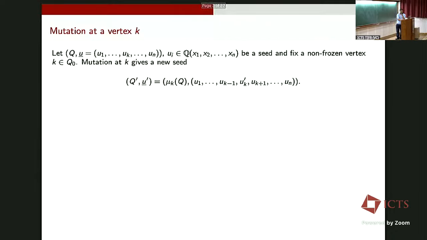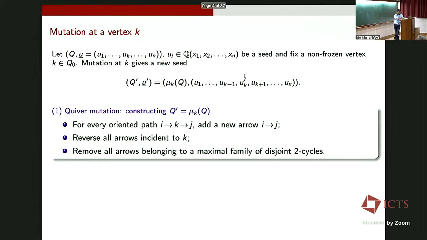In the morning, Evgeny introduced Grassmannians, and then Lara introduced mutations and cluster algebras. So this is a talk which combines both. Let's go briefly over the definitions. We already know what mutations are. For mutation, you need a quiver and a seed and certain variables.